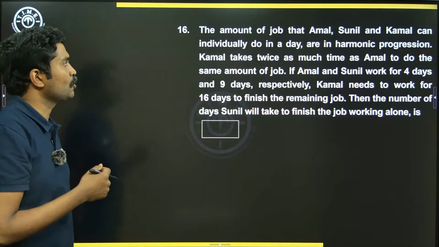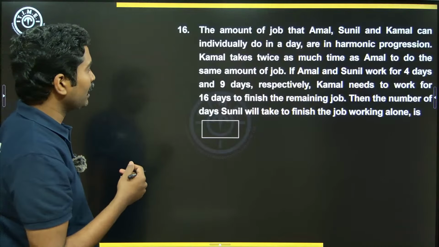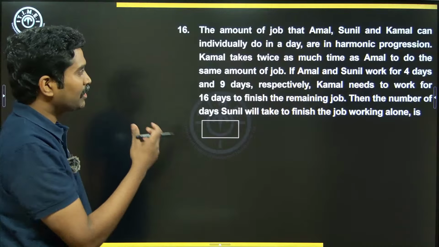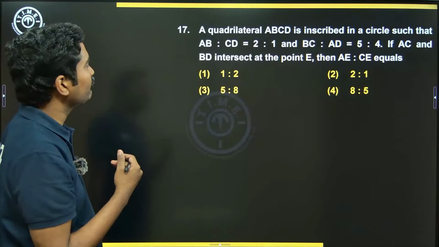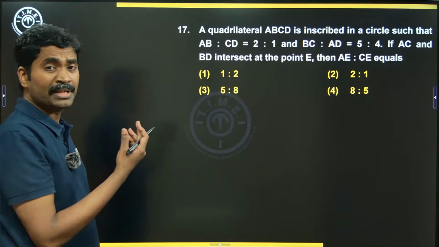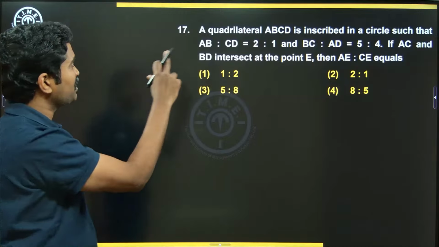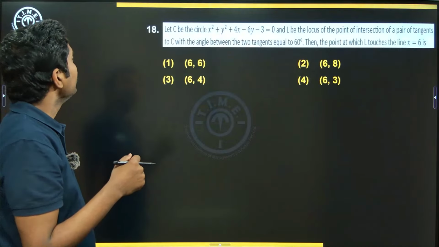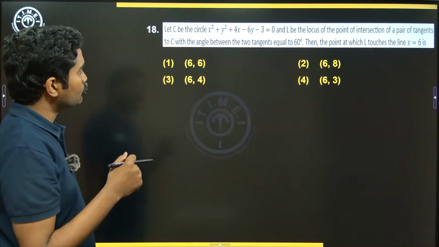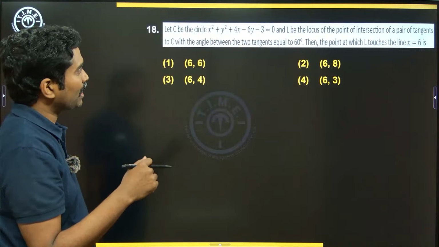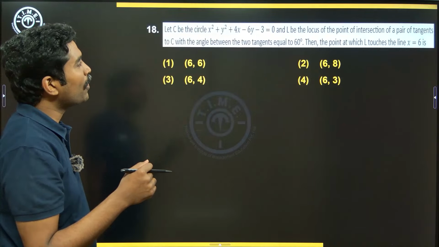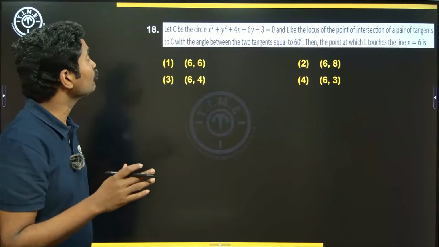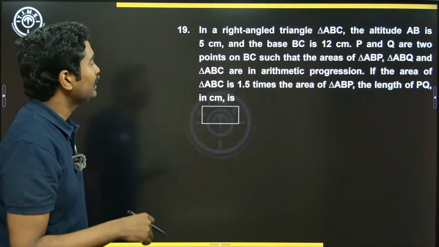The amount of job that Amal, Sunil and Kamal can individually do, okay, big question. Gives me vibes that I need to write equations and all that. Skipping it for now. Quadrilateral, not something I would do with 2-3 minutes to spare, especially a quadrilateral with multiple ratios. Skipping it. Circle, okay, x plus 2 whole square plus y minus 3 whole square. I'll find the radius. Locus of the point of intersection of a pair of tangents. A lengthy question. Not gonna do this in limited time.